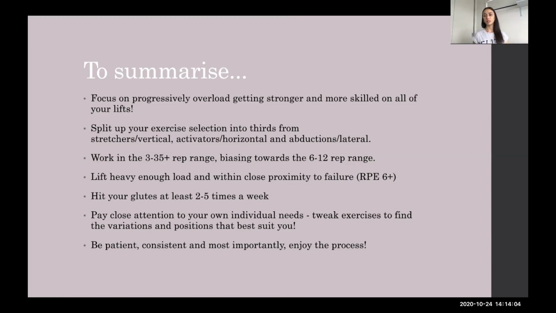And the most important of all is be patient, consistent, and most importantly, enjoy the process. So the process will extend for as long as you have this goal. So you just need to enjoy the whole process, really reflect on the progress that you have made. I know it's quite easy to get really complacent and think you haven't progressed as much, but if you're doing all of the above, then you should be progressing at the perfect rate for you. So yeah, just have to enjoy the process.